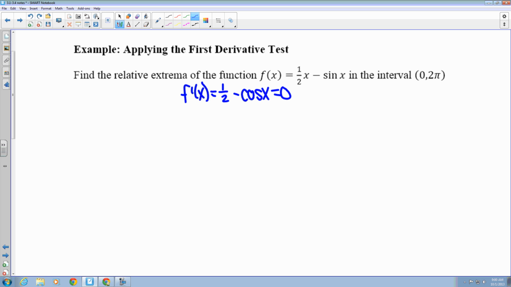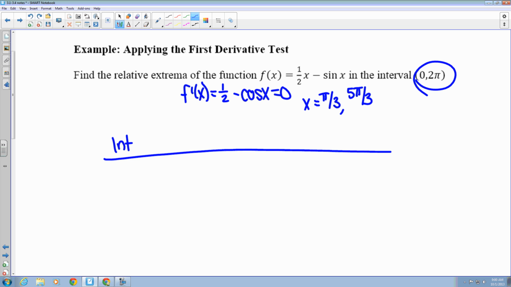We want to know when that's equal to 0 to find our critical values. That happens at pi over 3 and 5 pi over 3. And you can use the unit circle in our interval from 0 to 2 pi to find those two points. Then we make our little table.